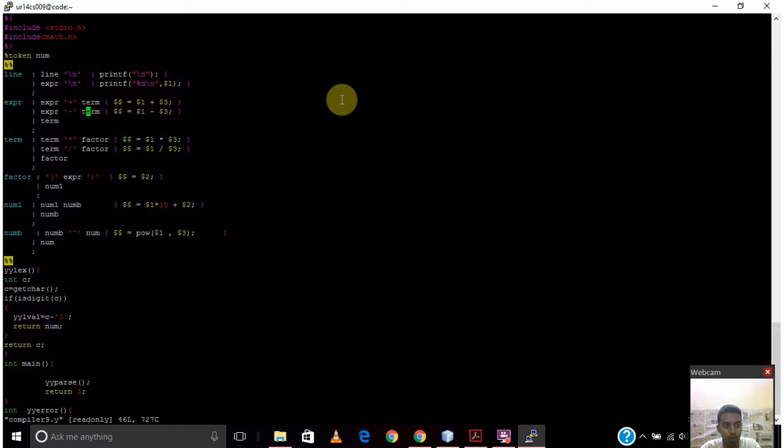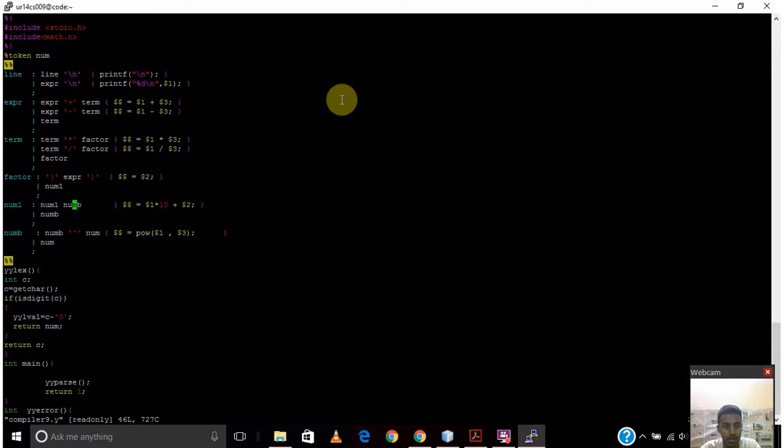Then I'll be calculating my operations. Then I have my division and multiplication. So $1 I'll be storing in term, and $3 in factor. And then finally for my factor, $2 is equal to $$, which means it is calculating and displaying the value on the screen. In that case $2 is stored in expr and then num1. So this is for two-digit arithmetic operations.